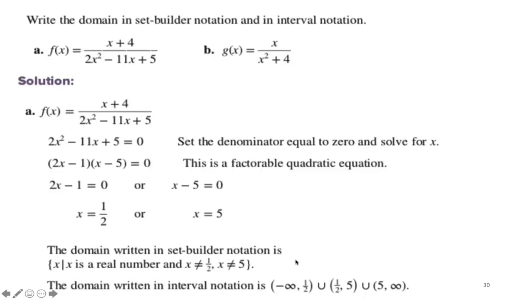You can also write this in interval notation. You have to make sure you do not include these 2 points. So negative infinity to 1/2, not including, union 1/2 to 5, not including either endpoint, union 5 to infinity, not including 5.